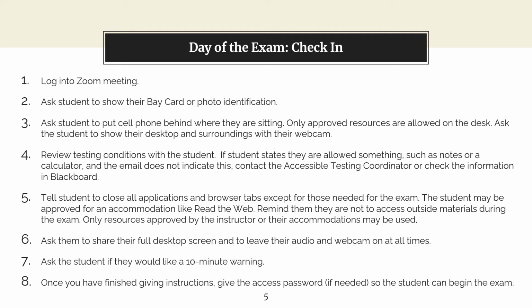If the student states they are allowed something, such as notes or a calculator, and the email doesn't indicate this, contact the Accessible Testing Coordinator or check the information in Blackboard. 5. Tell the student to close all applications and browser tabs except those needed for the exam. The student may be approved for an accommodation like Read&Write. Remind them they are not to access outside materials during the exam. Only resources approved by the instructor or their accommodations may be used.